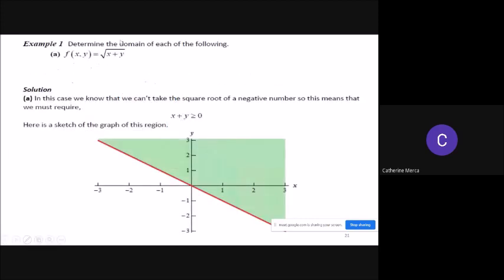Let's look at the solution. Determine the domain of each of the following. For A, x plus y should be greater than or equal to 0. So, when you sketch this region, it is this one, bounded by the line x plus y equals 0. x plus y should be greater than or equal to 0.